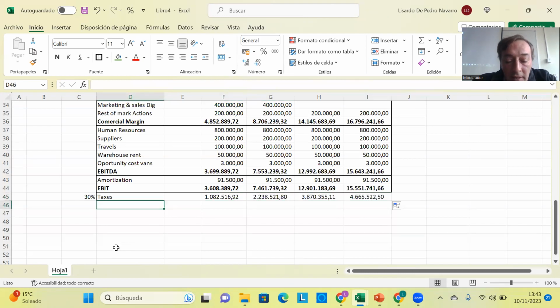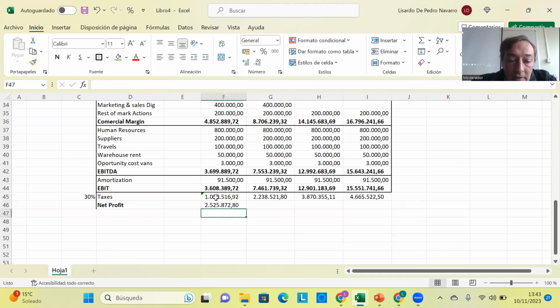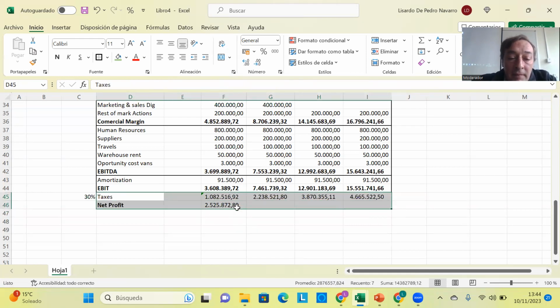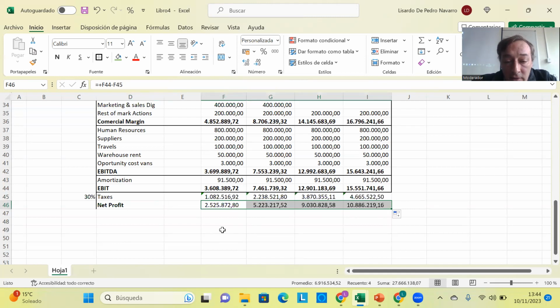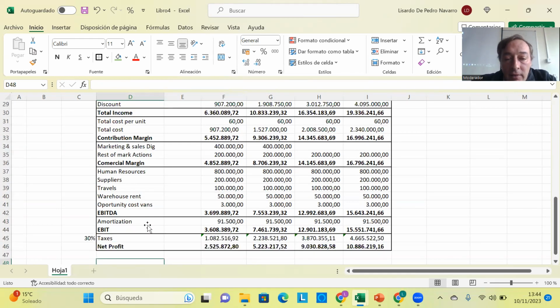And here we have the net profit. That is going to be the EBIT less the taxes. As you can see here, we don't have fiscal credit, because from the beginning the project is positive. So in this case we don't have the fiscal credit that we have in the other case, when we start losing money. So we have to start paying taxes from the beginning.